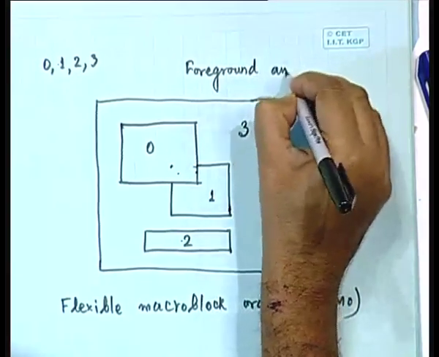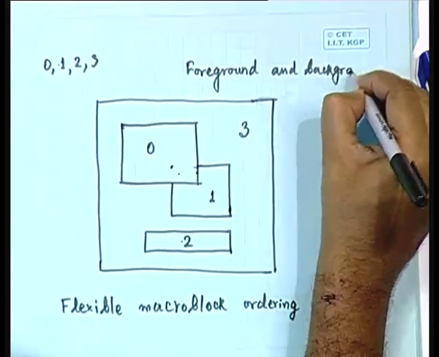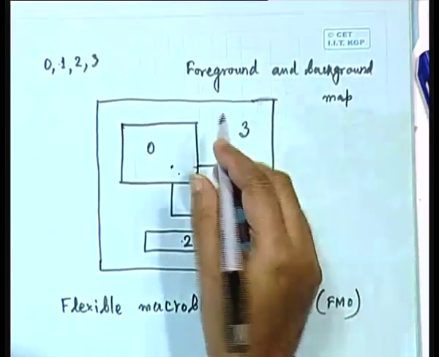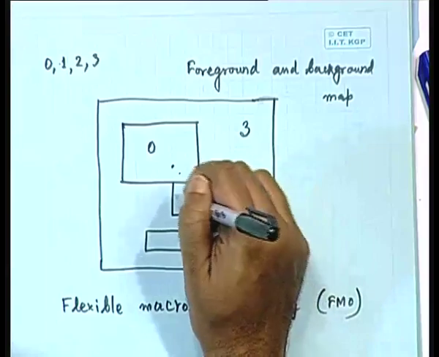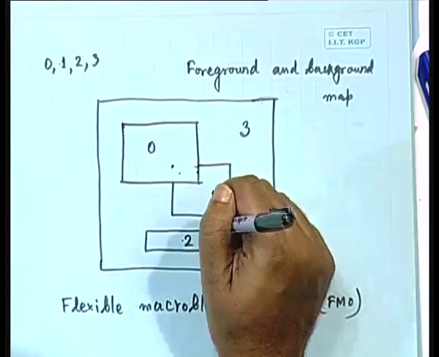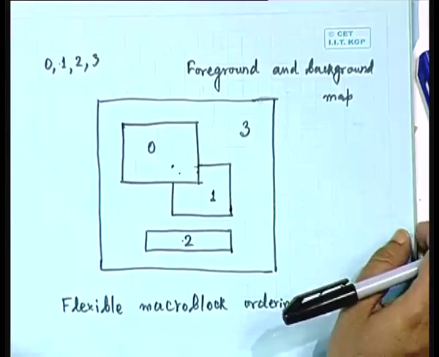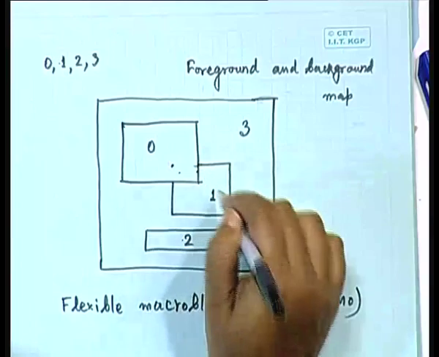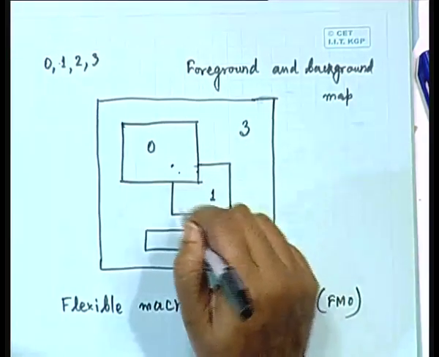So, this is foreground and background map. As you can very clearly see from this example, here we have got three foreground objects. This sort of a situation would be very much ideal for encoding a frame which has got three different objects. One object is occluding the other.